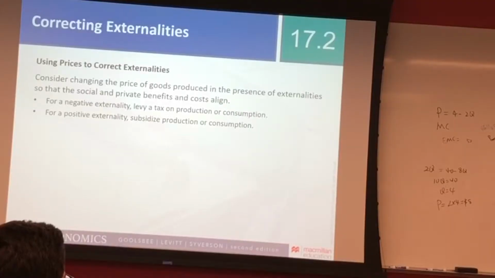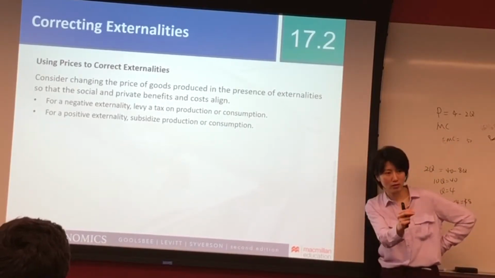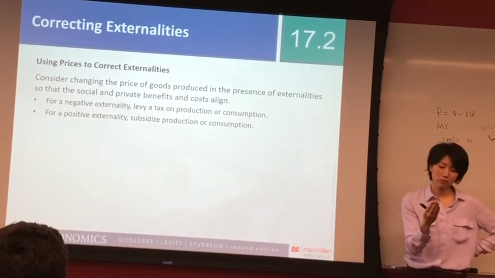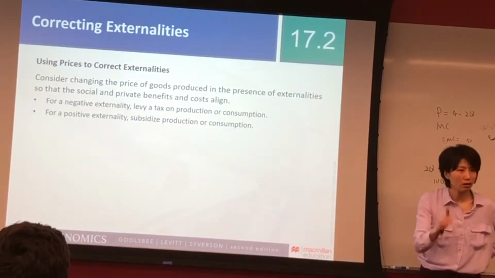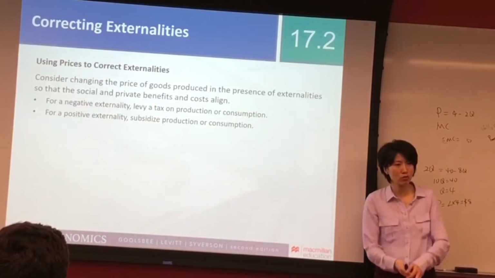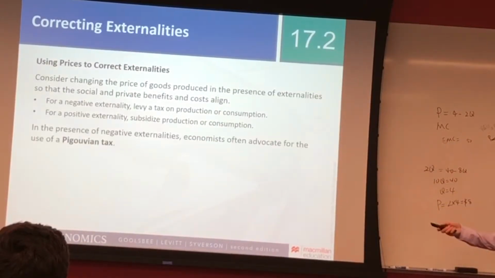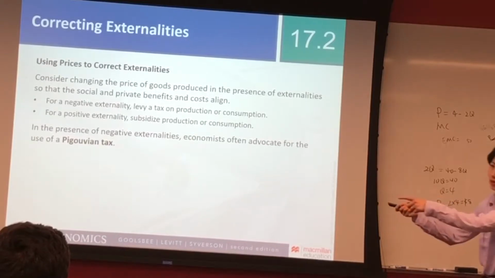For positive externalities, we subsidize production or consumption. If the production has some positive externalities, the government gives buyers money to buy. For example, education is free, the government pays for it, so people just go to school. That's a subsidy. Now, in the presence of negative externalities, we'll look at the negative externalities.